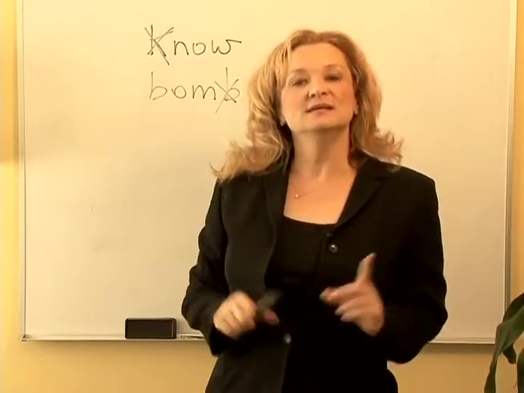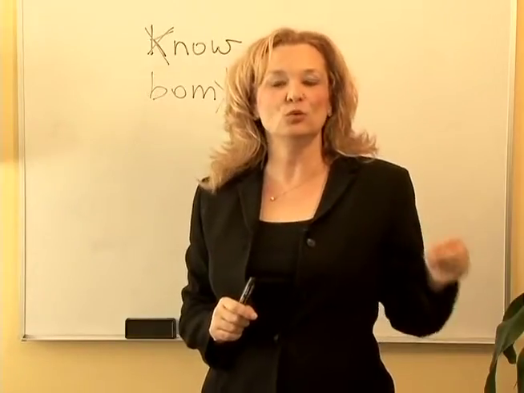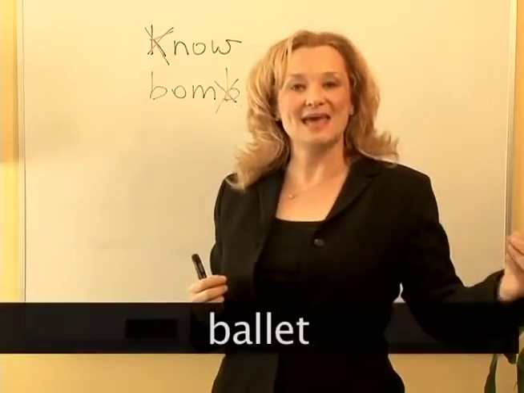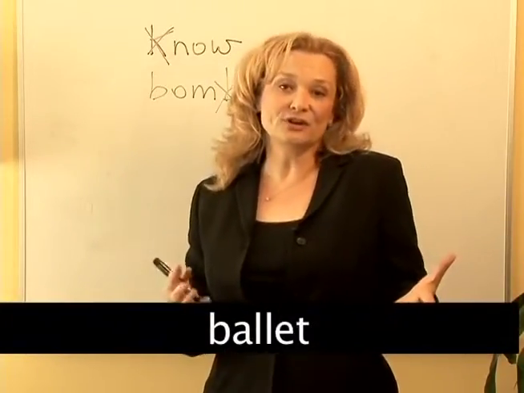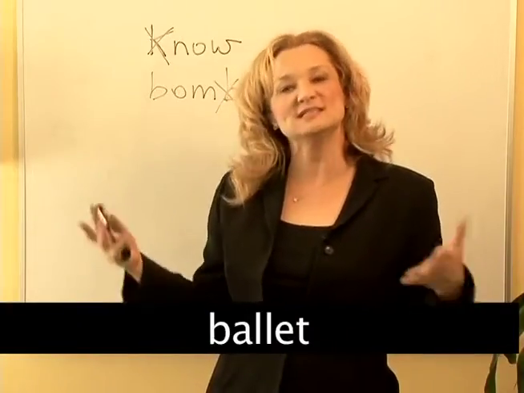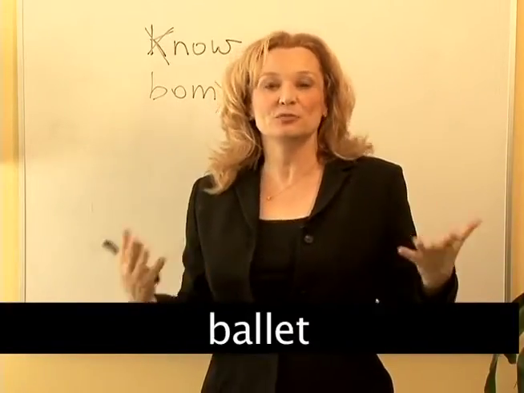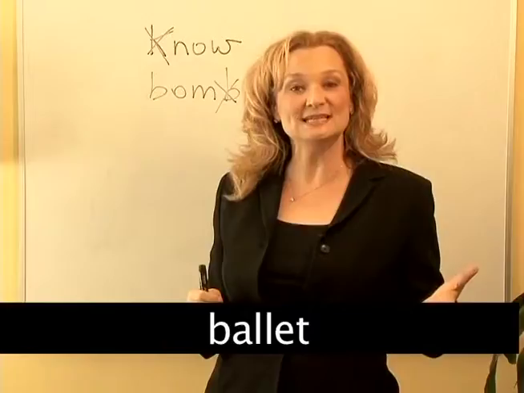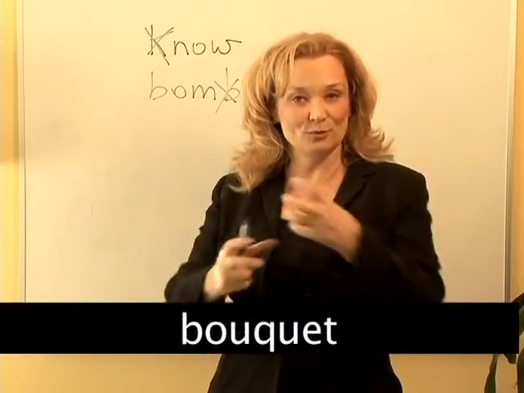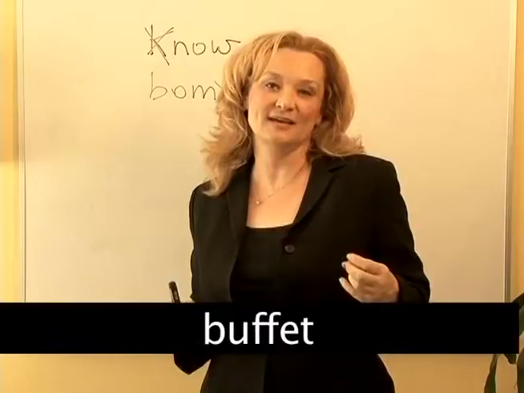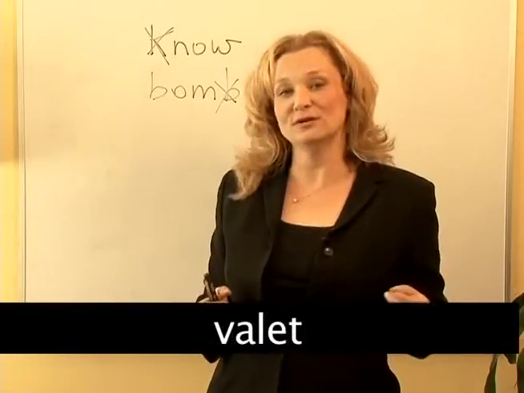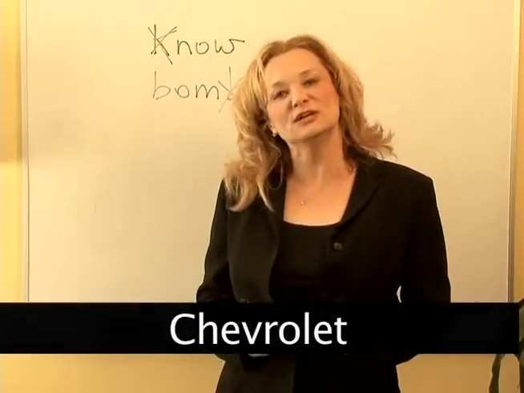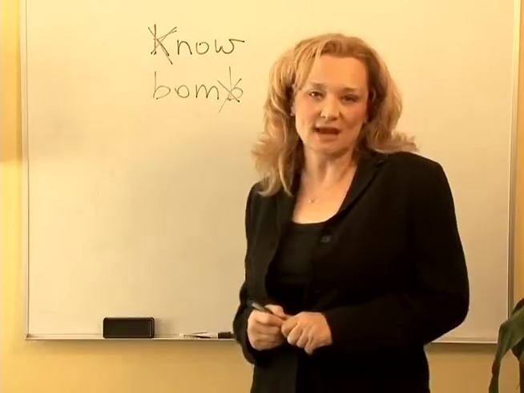Silent T. The silent T very frequently happens in words that are originally French. For example, the word ballet, it has the ET ending, and in the French language, the T is almost always silent, so English speakers pronounce it the same way. We don't say "ballet" with a T, we say "ballet." A few more ET endings. Bouquet, like a bouquet of flowers. Buffet. Valet. And one more, Chevrolet. We don't say "Chevrolet" with a T.